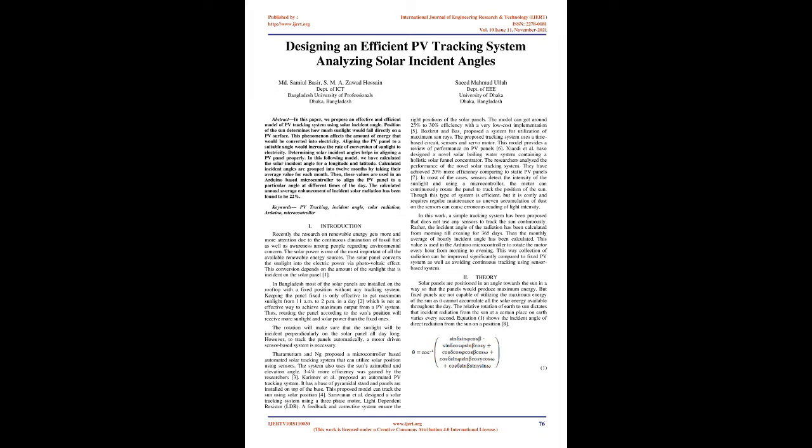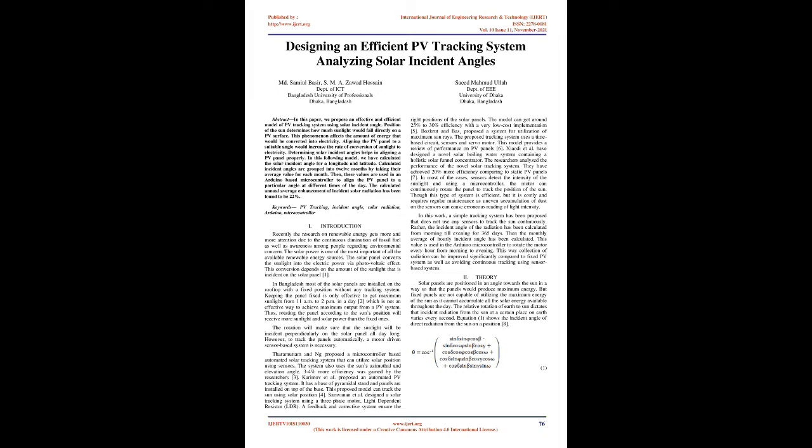However, to track the panels automatically, a motor-driven sensor-based system is necessary. 2. Mahmud and Ng proposed a microcontroller-based automated solar tracking system that can utilize solar position using sensors. The system also uses the sun's azimuthal and elevation angle. 3 to 4% more efficiency was gained by the researchers. 3. Karamov et al. proposed an automated PV tracking system. It has a base of pyramidal stand and panels are installed on top of the base. This proposed model can track the sun using solar position.